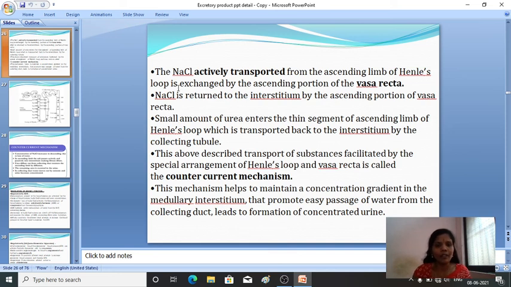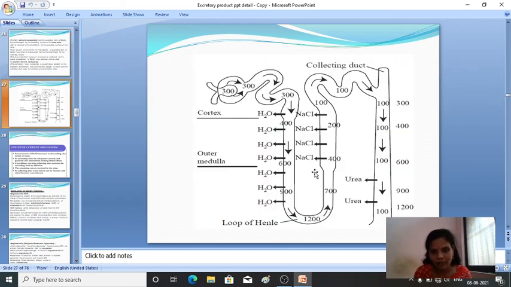What happens here? The sodium chloride is actively transported from the ascending limb of Henle's loop and it is exchanged by the ascending portion of the vasa recta. Then the sodium chloride is retained in the interstitium by the ascending portion of the vasa recta. Here you can see it is retained.